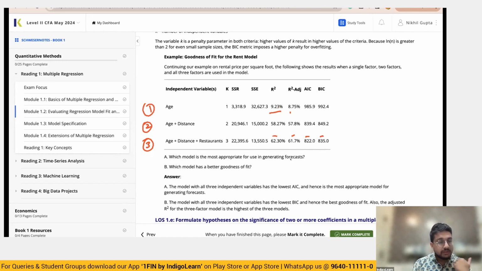It is not necessary that it will always be the case. There might be a situation where a certain model might have higher adjusted R square and a certain model might have lower AIC and BIC. So in that case, you have to make certain model specifications to make sure you get the best model for your particular use. Okay. I hope you are able to follow till this point.